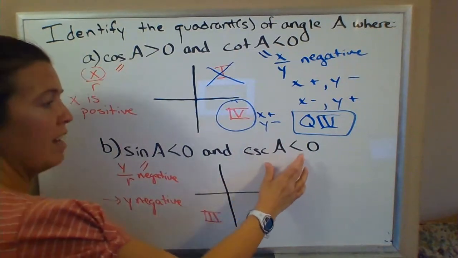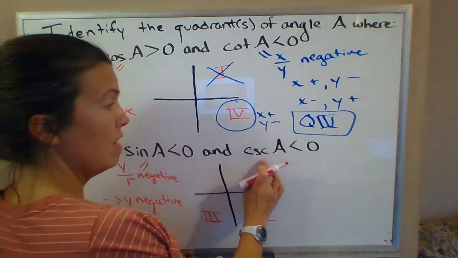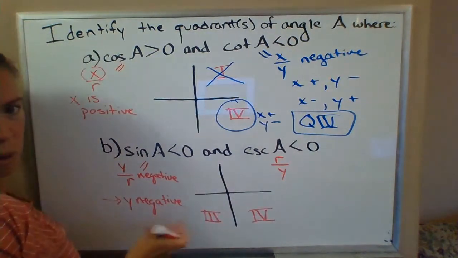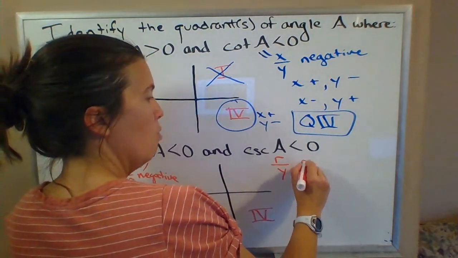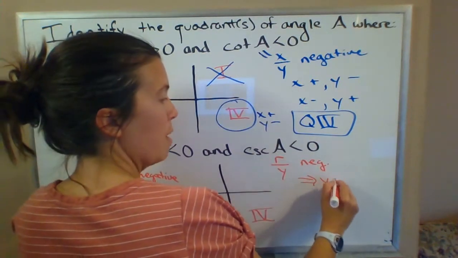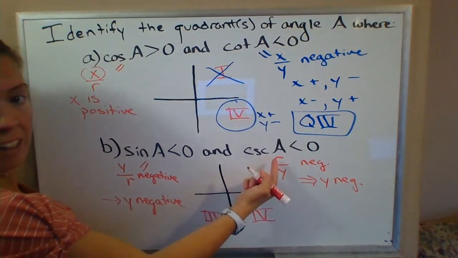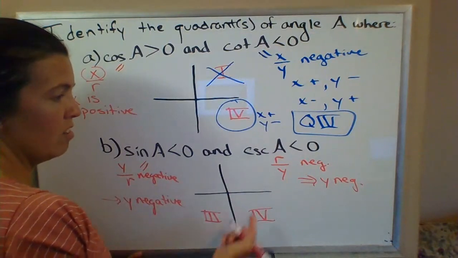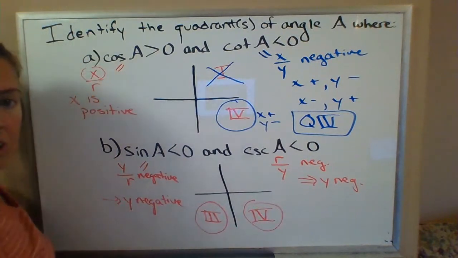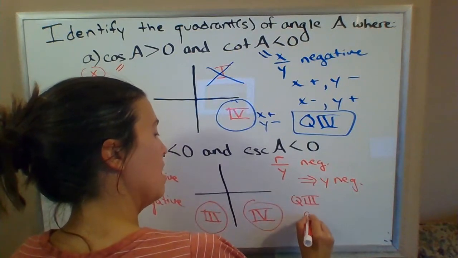If we move over to the second condition, cosecant of A is less than 0. Cosecant is equal to the ratio r over y. Actually, it's just the reciprocal of sine. And so r over y is negative if y is negative, because again, r is always positive. So really, the only requirement in order for cosecant of A to be less than 0 is, again, if y is negative. Well, y is negative here and here. So in this case, we have two solutions, quadrant 3 and quadrant 4.